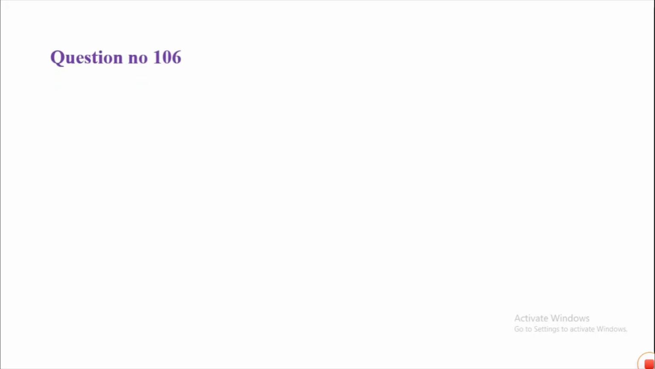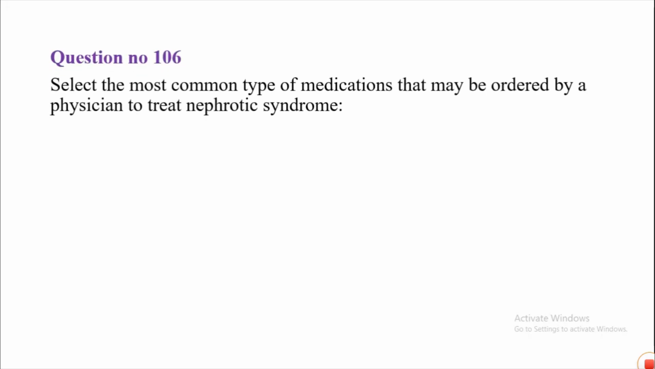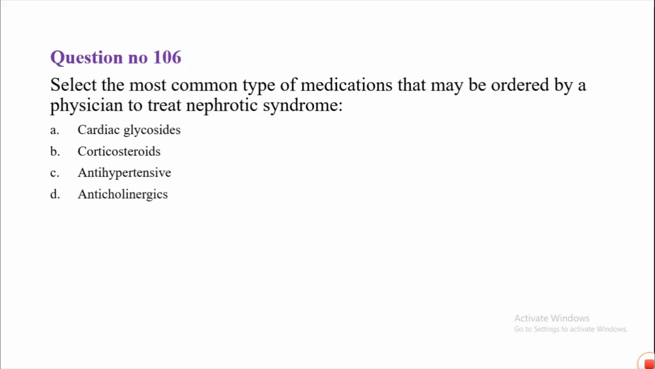Question number 106. Select the most common type of medication that may be ordered by a physician to treat nephrotic syndrome. The options are number A, cardiac glycoside, number B, corticosteroids, number C, antihypertensive, number D, anticholinergics.